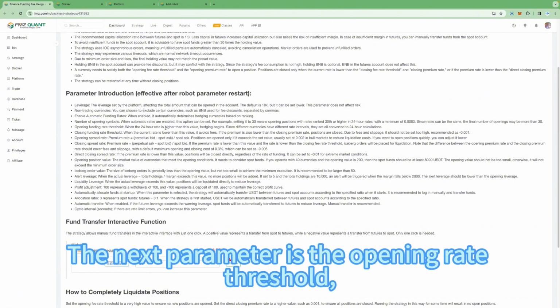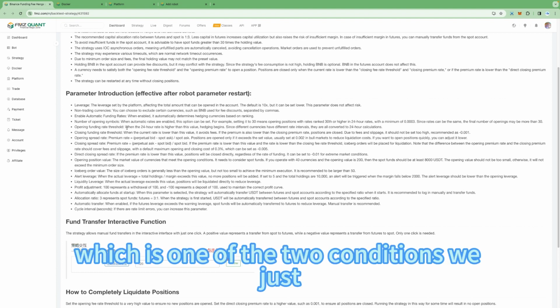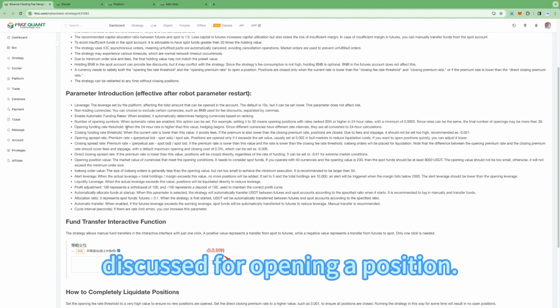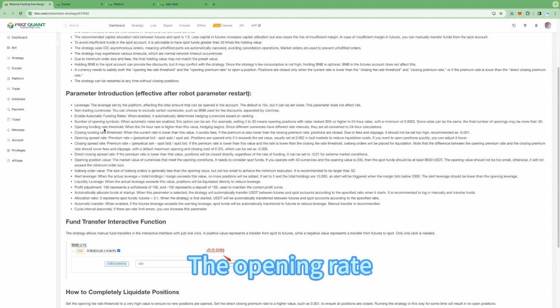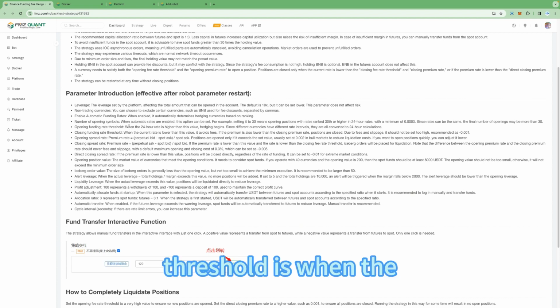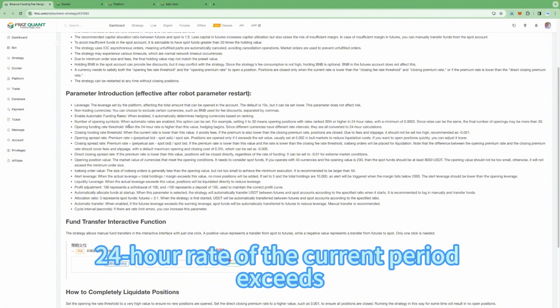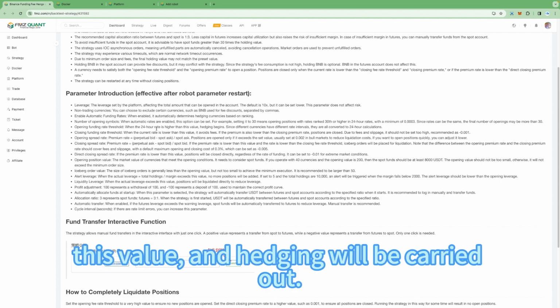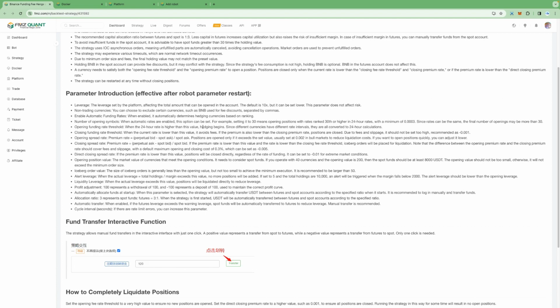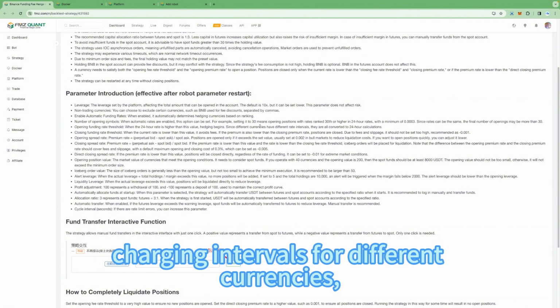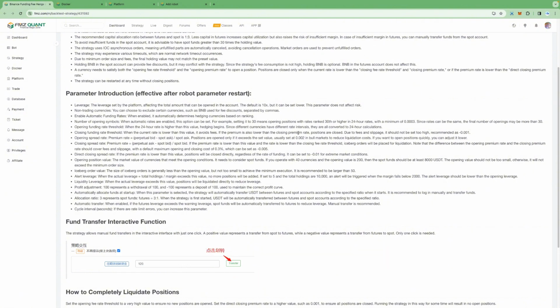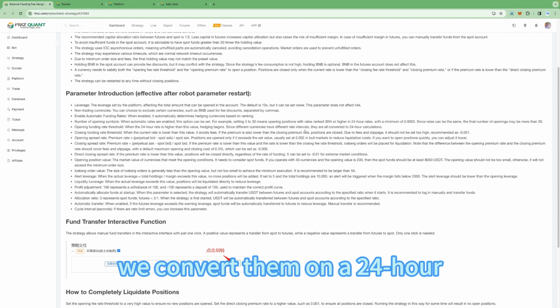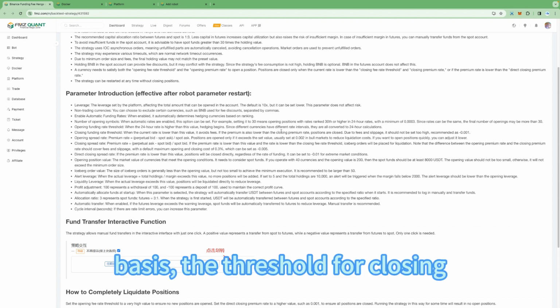The next parameter is the opening rate threshold, which is one of the two conditions we just discussed for opening a position. The opening rate threshold is when the 24-hour rate of the current period exceeds this value, and hedging will be carried out. Due to the different charging intervals for different currencies, we convert them on a 24-hour basis.